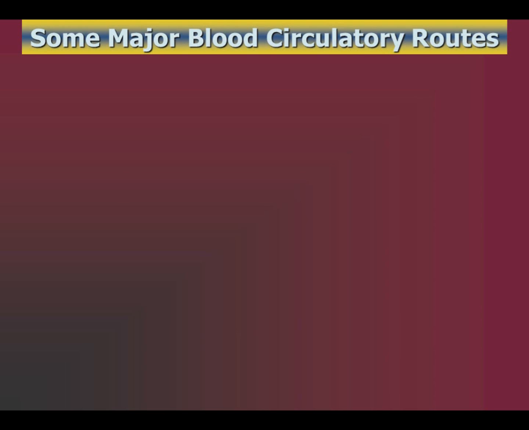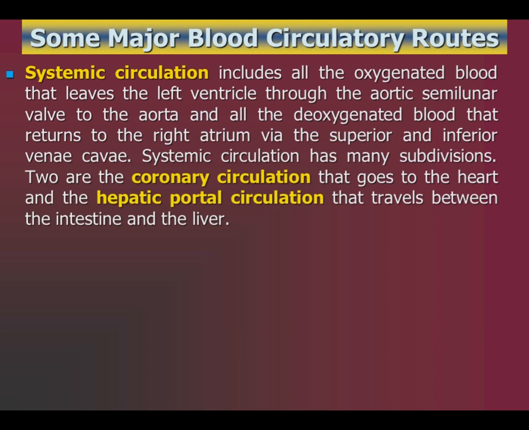Some major blood circulatory routes. The systemic circulation route includes all of the oxygenated blood that leaves the left ventricle of the heart through the aortic semilunar valve and goes to the aorta, and the deoxygenated blood that returns to the right atrium of the heart via the superior and inferior vena cava after traveling to all the organs of the body, including the nutrient arteries, to the lungs. There are many subdivisions of this route.